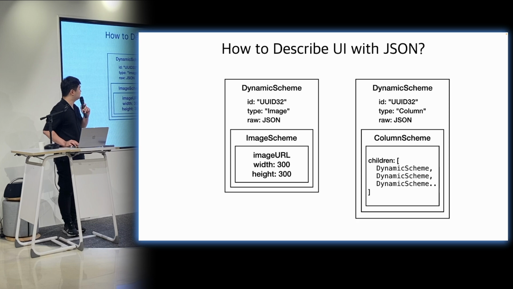And the key of this dynamic scheme is, as you all know, that in SwiftUI, a VStack or HStack has children. So there's a column scheme, which is the VStack in SwiftUI, and it has a recursive structure: it has dynamic scheme as its children, and each of those can also have another dynamic scheme, because it's a recursive structure.